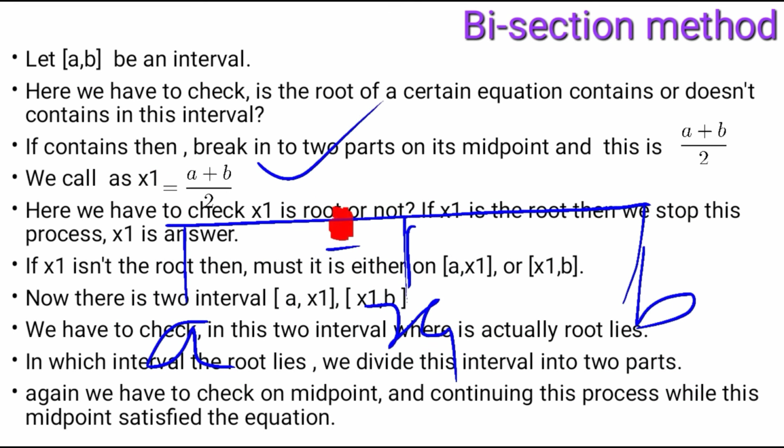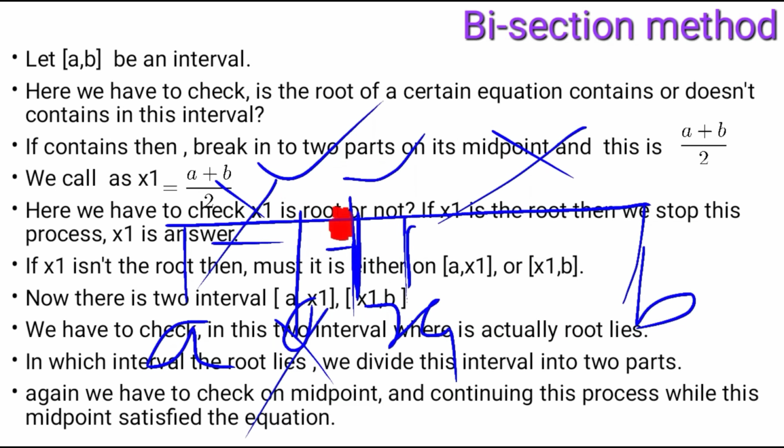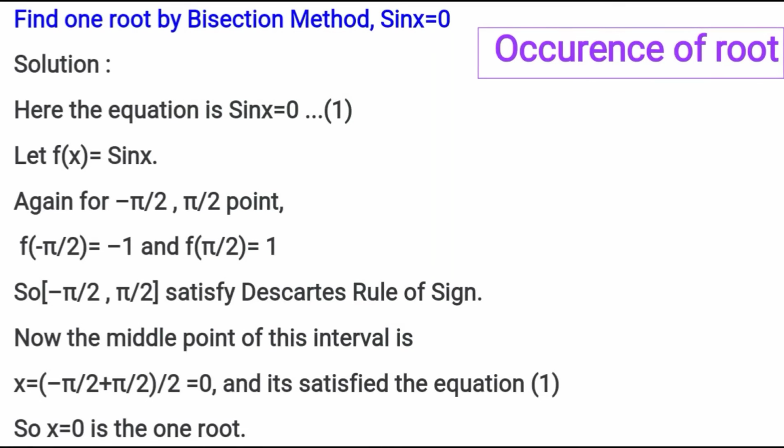Suppose the root is at the red point. Then obviously [a, x1] satisfies Descartes' rule of sign. Then dividing this interval at the midpoint, check whether it satisfies the equation or not. So divide again, then this is the actual root. Now solve it yourself.